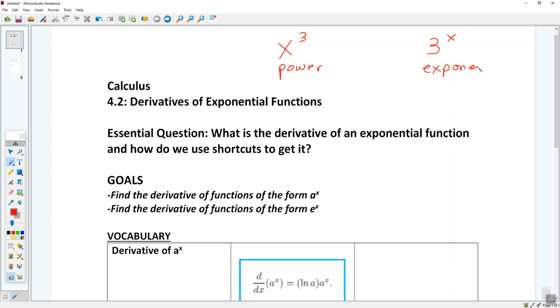Which one of these do we already know how to take the derivative of? The power function. What would the derivative of x to the third get you? 3x to the second. So my question becomes this: what's the derivative of an exponential? And that's what we're going to talk about. We're going to talk about what the rules of those are today. Okay. So the question we're trying to answer is, what is the derivative of an exponential function, and how do we use shortcuts to get it?